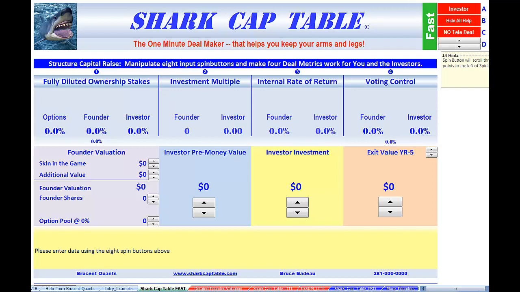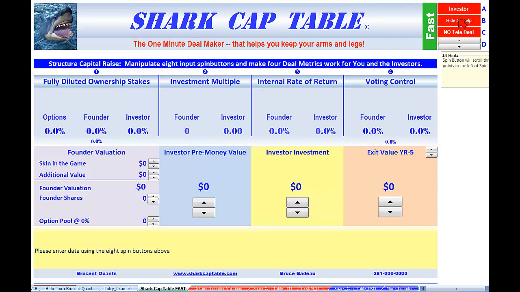I'm going to demonstrate another way how you can keep your arms and legs, and that is to not invest in these telephone deals that I'm besieged with because I'm on everybody's stupid investor call list. So remember that Shark Cap Table Fast is actually a structuring tool where you are trying to make a deal and raise money at the right price, terms, and conditions.